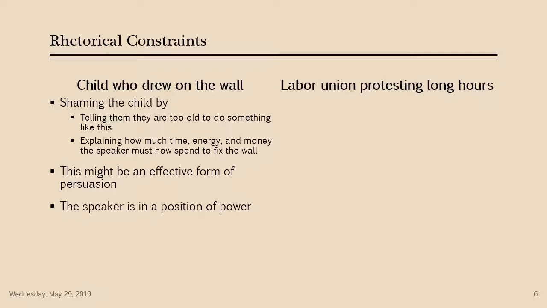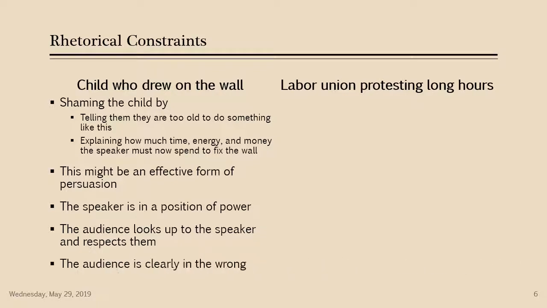One, the speaker is in a position of power over the audience, in this case, the parent of a child. And the audience, the child, is one that looks up to the speaker and respects them. So they would certainly feel much more strongly if they were to be shamed by that person. And also, the audience is clearly in the wrong here. There's no gray shades to look at. The audience has done something wrong, and pointing that out and making them feel guilty for it could be an effective means of persuasion.